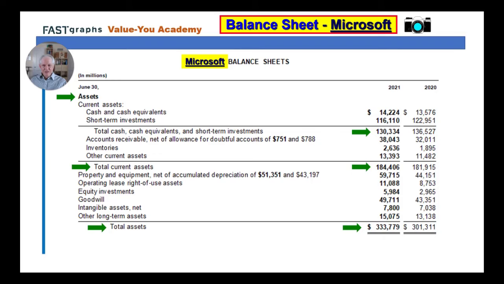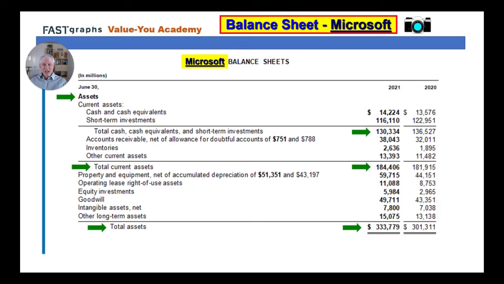Now the hard fixed property and equipment net of accumulated depreciation is $59 billion. It went up from 44 to 59, so we know they have added some property and equipment from last year to this year. They've got some operating leases, right of use assets. Those are things they're leasing, but at the end of the lease they're going to keep and they're capitalizing. They've got some equity investments in stocks and other companies. They got some goodwill. That's money they paid above book value when they bought other companies.